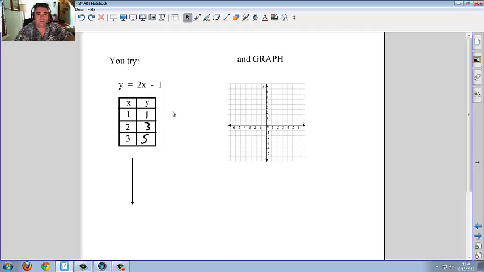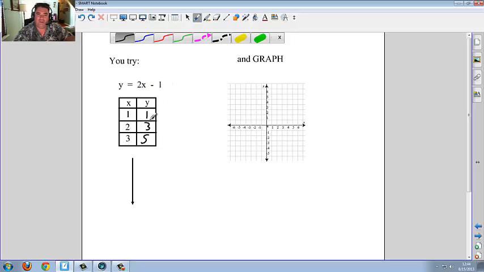You try again. Go ahead this time. You try and graph. Well, I guess I actually have the numbers here from last time I did this, so we'll just use those, I suppose. When you plug 1 in, 2 times 1 is 2, excuse me.